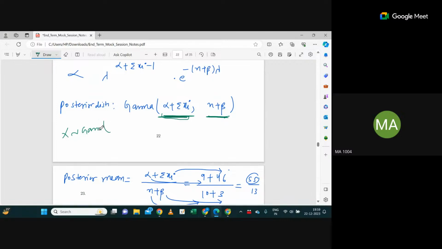See, suppose x follows gamma(alpha, beta), right? Then the mean is nothing but alpha by beta, that is this parameter divided by this parameter. Now the first parameter is alpha plus summation of xi, so for the posterior it is considered as alpha dash, and this is considered as beta dash. So your mean will be alpha dash divided by beta dash, where alpha dash is alpha plus summation of xi and beta dash is n plus beta. So those whole things are alpha dash and beta dash. Is this clear? That was your question, right?